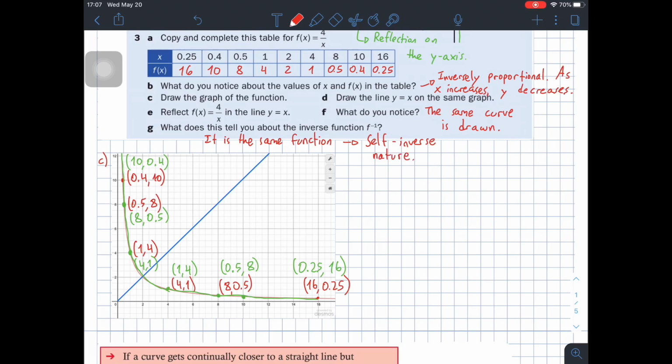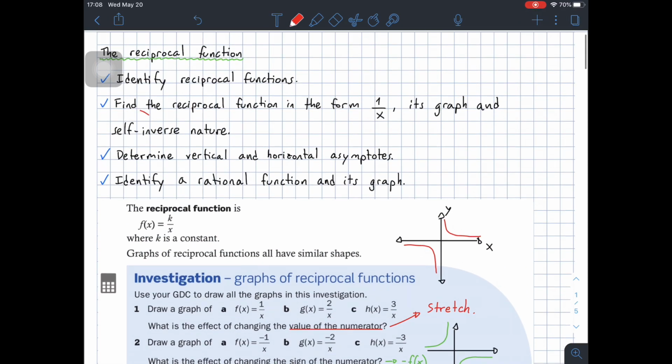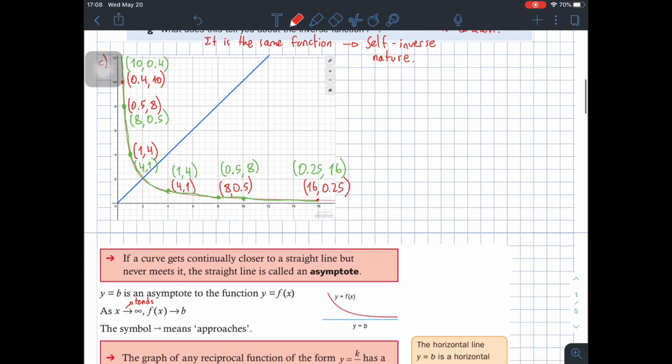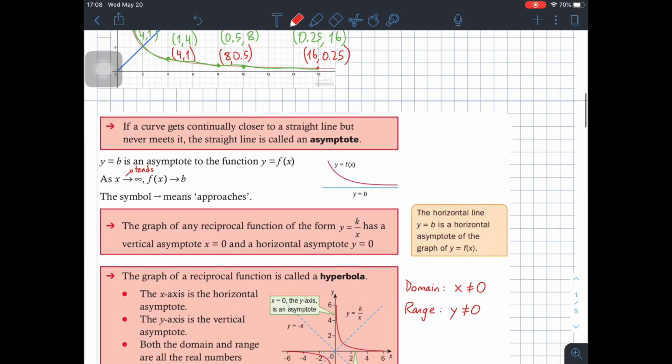But this is the self-inverse nature. It means that the inverse of this function, it's the same function, okay? That's what self-inverse nature is about. And that was one of the objectives for today's class. This one, it's graph and self-inverse nature. Okay, so let's move on to discuss the properties of reciprocal functions.